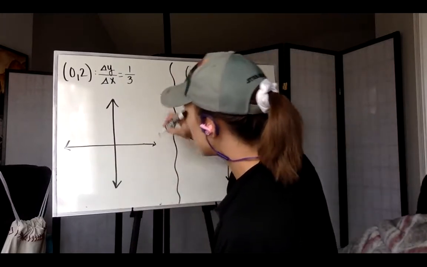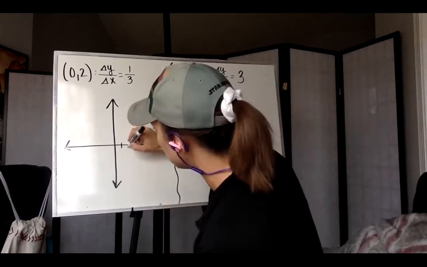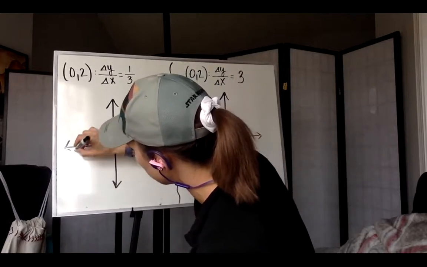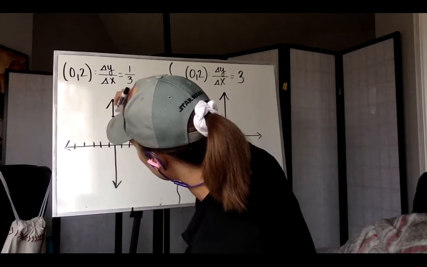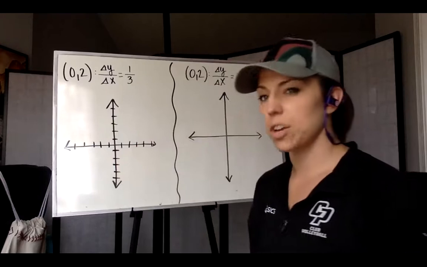So I have some blank coordinate planes here. So I guess I should probably put in some coordinates, right? So 1, 2, 3, 4, 5. Probably should have done that before I started the video, but I won't.